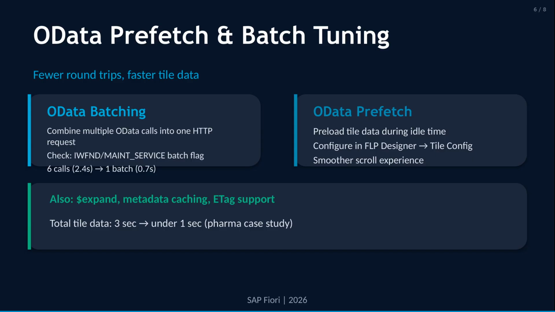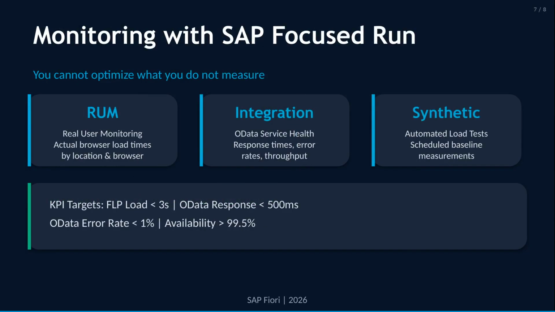Set the pre-fetch configuration in the Fiori Launchpad Designer under Tile OData Requests. Third, review your OData service implementations for N+1 query patterns, a single tile calling back to the server multiple times when one batch call would suffice. SAP Focused Run, or FRUN, provides the health monitoring dashboard that tracks OData response times per service so you can identify the bottlenecks. You cannot optimize what you do not measure.